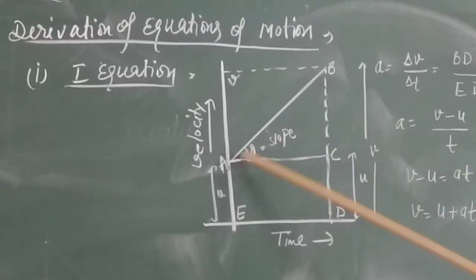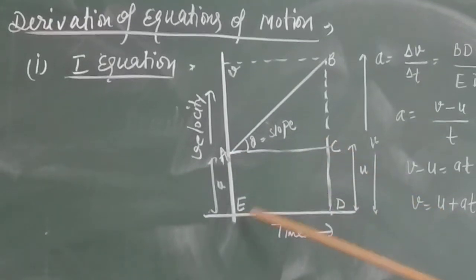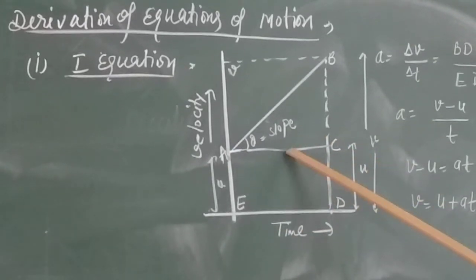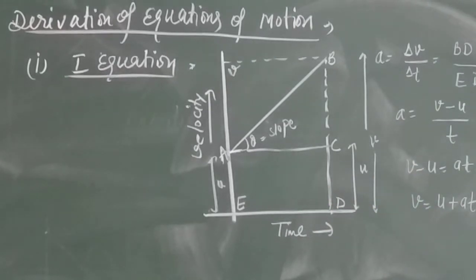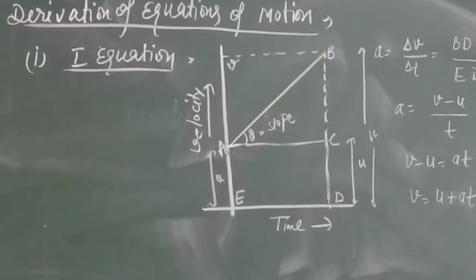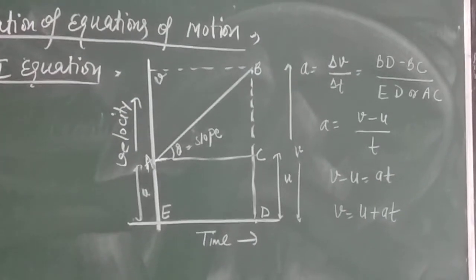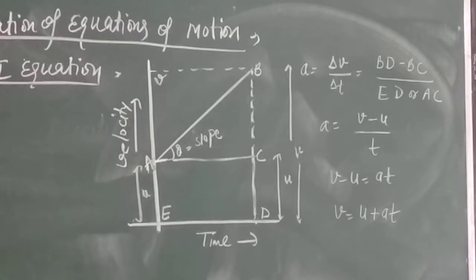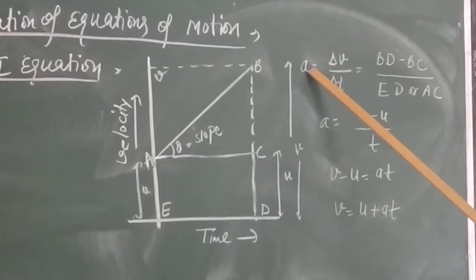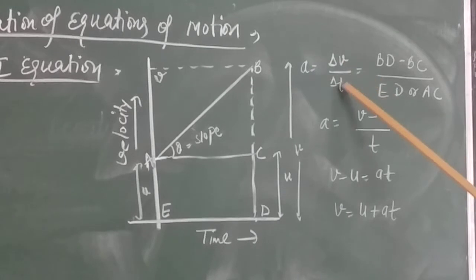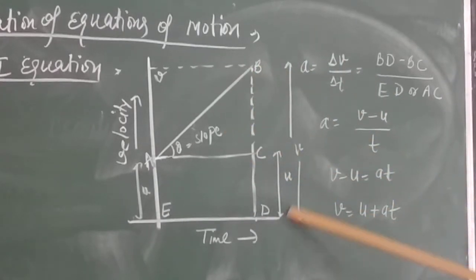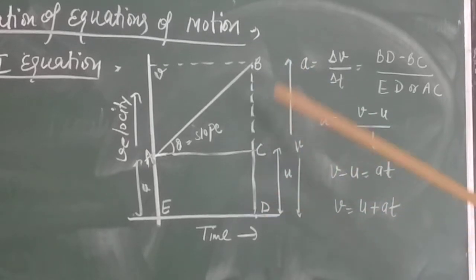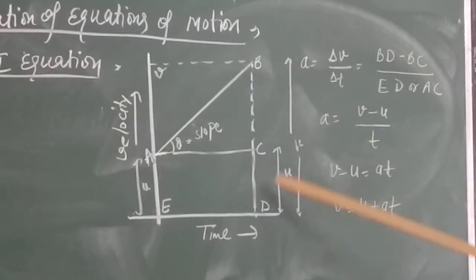This t can be represented by AC or ED because AC is parallel to ED. Then from the definition of acceleration, we can write that acceleration is the rate of change in velocity with respect to time. What is the rate of change in velocity? The formula is a is equal to delta v upon delta t. Here delta v, what is the change in velocity? Final velocity will be BD.